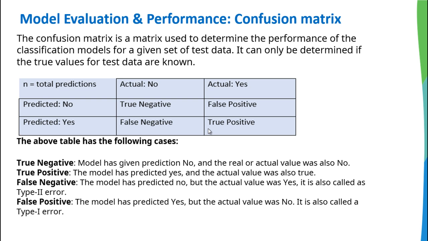So this is the way we evaluate our performance in machine learning. We have what is called the confusion matrix. It is somewhat confusing, which is why it's called a confusion matrix. It's a matrix that is used to determine the performance of a classification model for a given set of data. It can only be determined if the true values for the test data are known.